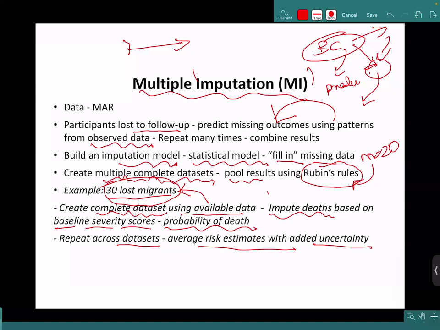Okay, ma'am, thank you. So again, my request is, I am introducing the concept. Please go back and read. Agree? Yes, ma'am. So if you are looking at loss to follow-up, if you're looking at missing data, these are a few techniques which you need to consider.